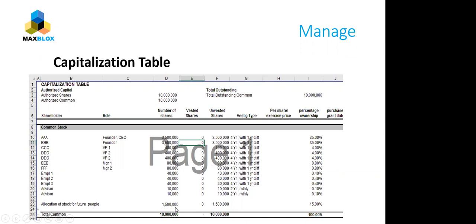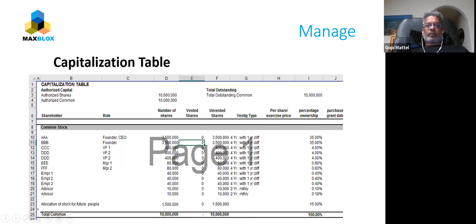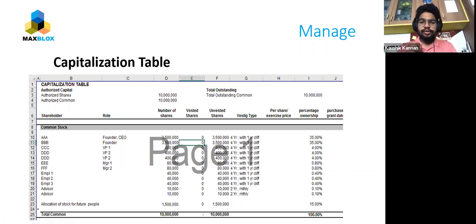Yes, Gopi. Yeah, it does. Others, questions? Gopi, I'm not sure if this is going to be covered in the future. So we've allocated 1.5 million funds for the future, right? But what if there's a VC who wants a huge chunk of the organization?